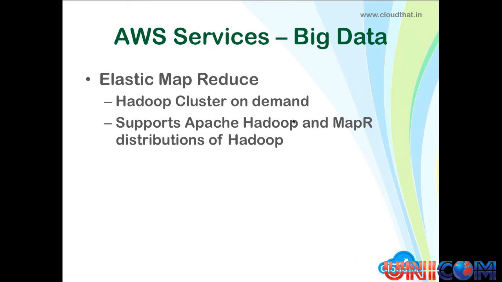Elastic MapReduce supports the Apache Hadoop distribution and the MapR distribution of Hadoop. So both of these are supported. Also, if people know about this, they also support things like Pig and Hive, which are binaries on top of Hadoop, and those are also supported by Elastic MapReduce. Right, so it's a big service for big data. It allows you to provision machines in minutes and use them.